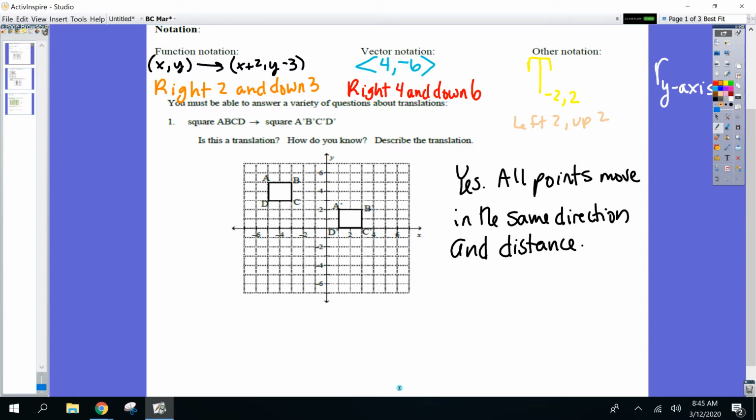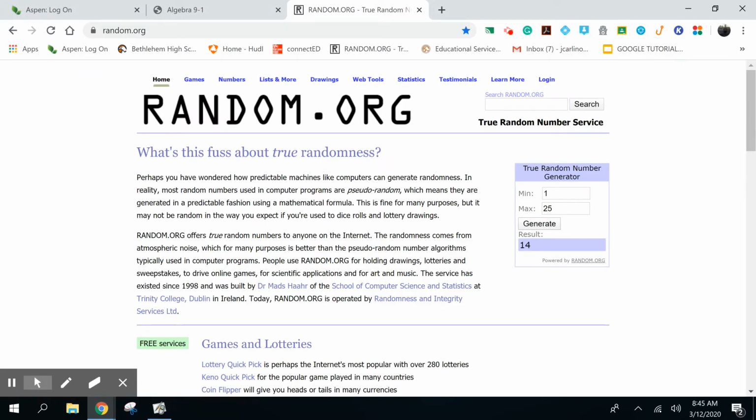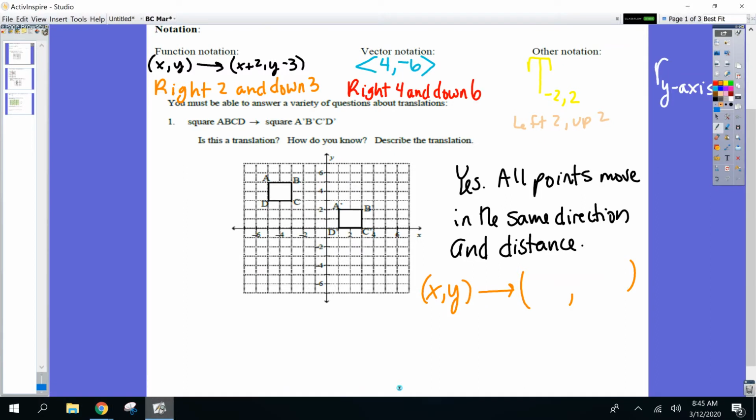Describe the translation. Okay, I'm sorry, it isn't. I know it's honors, but that's not the reason I'm doing this. I want it in all three notations right now. Okay, so here we go. Function notation. XY went to. How do I write right 6 down 3 now? Good. Plus 6, y minus 3.